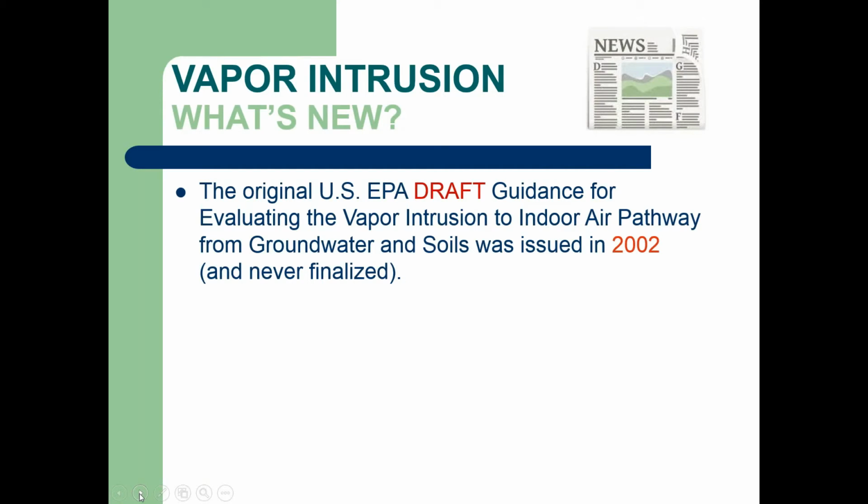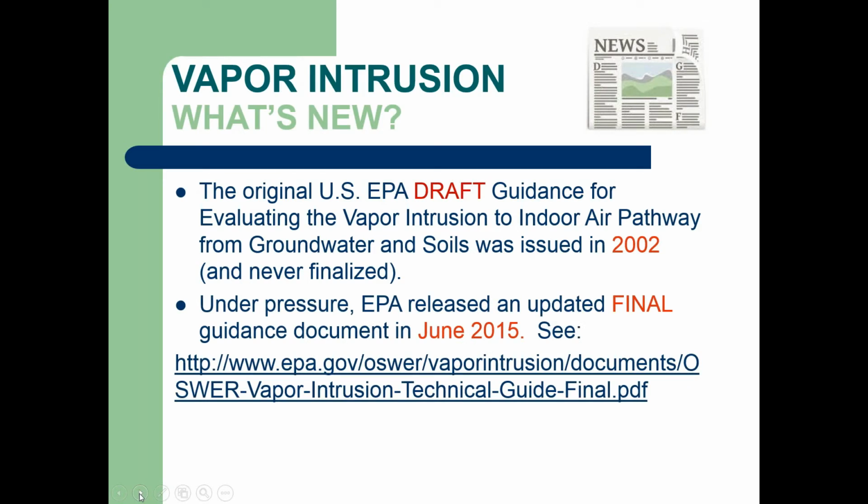You know, when I was in Canberra discussing the US EPA guidance document, someone in the class asked me when, if ever, this EPA document would no longer be just a draft. It was originally published in 2002, but never finalized. Well, now I have some news. At long last, US EPA has released a final VI guidance document in June of this year. It is available on EPA's vapor intrusion website at the URL shown on this slide.